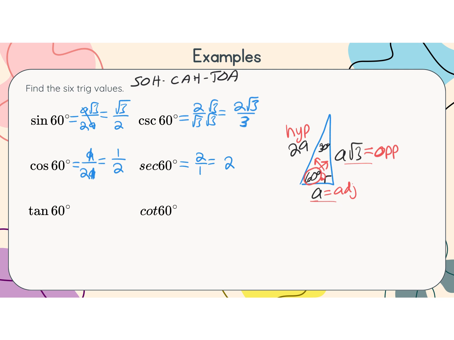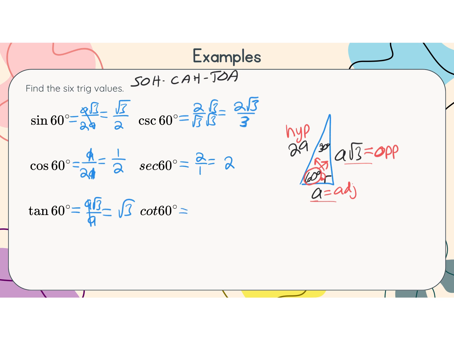Now let's find tangent and cotangent, right? Tangent is opposite over adjacent. The opposite is going to be A square root of 3, and the adjacent is just A, right? And then when you simplify these, you very simply are left with square root of 3, all right?